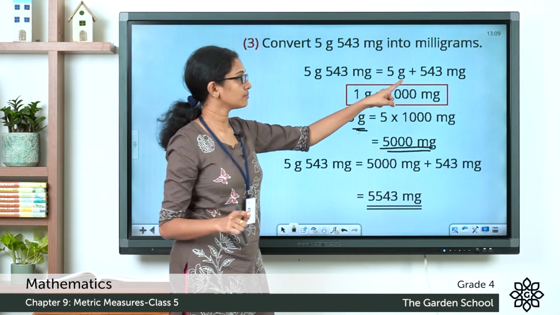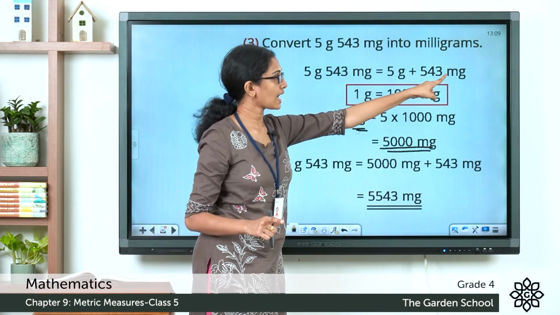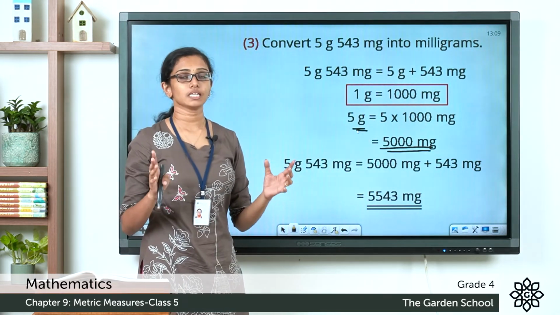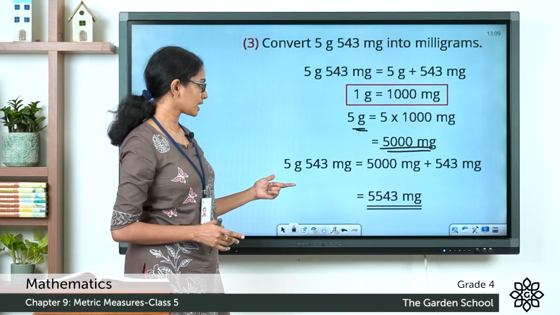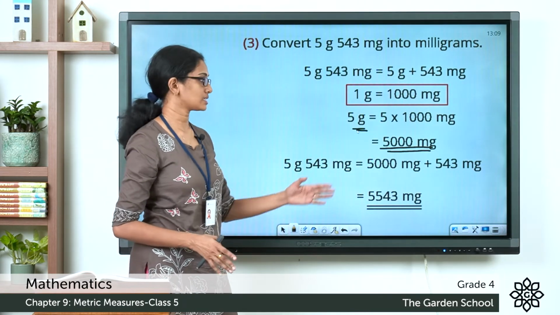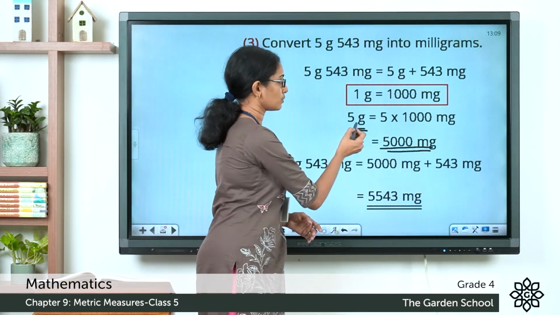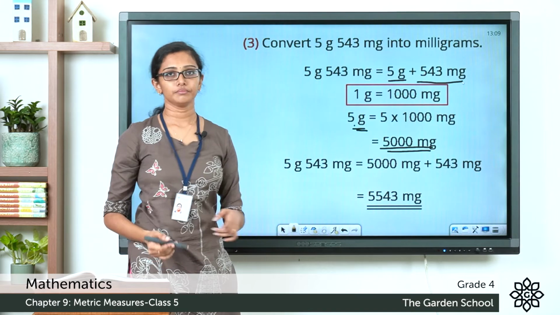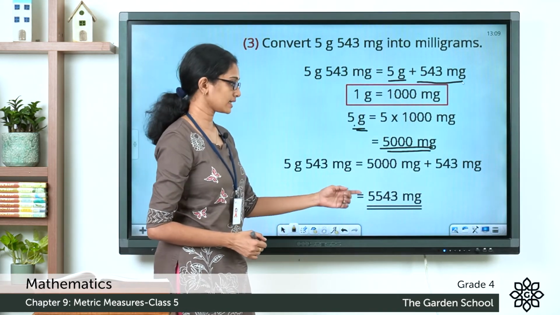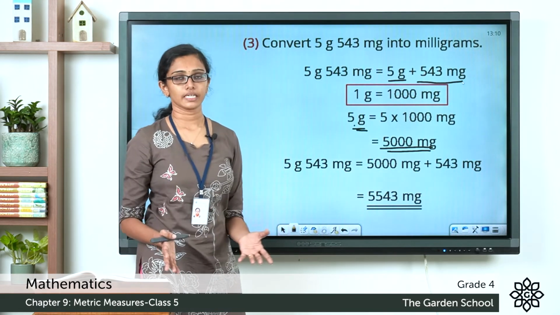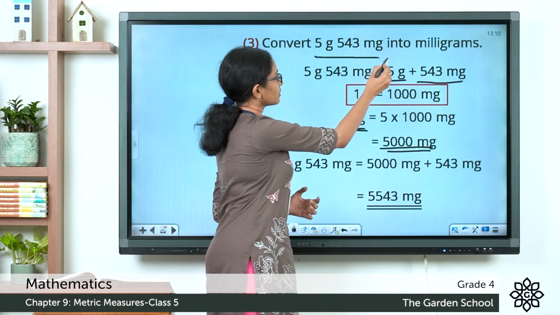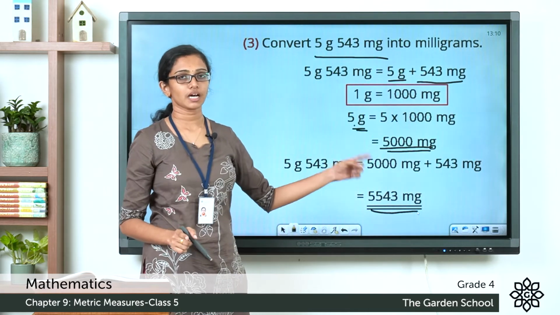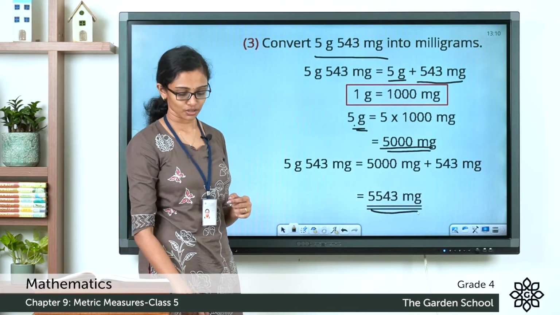Now we already have a milligram part from the question. If you add these two, you will get the total quantity in terms of milligrams alone. So you can say 5 gram 543 milligram is equal to this 5000, which represents the 5 gram part, plus the 543 milligram. That is equal to 5543 milligrams. So from a combination of grams and milligrams, we have changed everything in terms of milligrams alone. Hope this is clear to you.